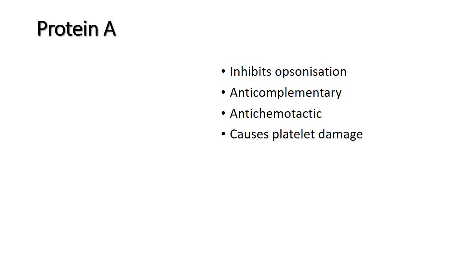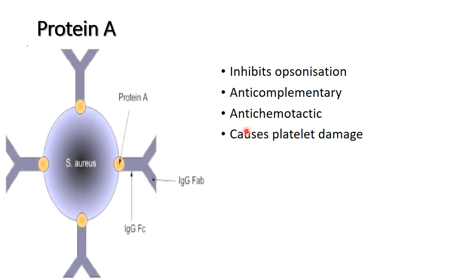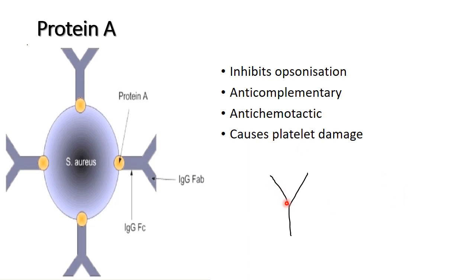Now let's talk about another virulence factor under the cell wall factors known as protein A. This guy is able to inhibit opsonization, has anti-complementary and anti-chemotactic properties, and in addition can cause platelet damage. Talking of these properties like this merely requires you to master them, but I don't want you to master them. I want you to know the actual mechanism of action of how protein A evades the immune system and causes this.